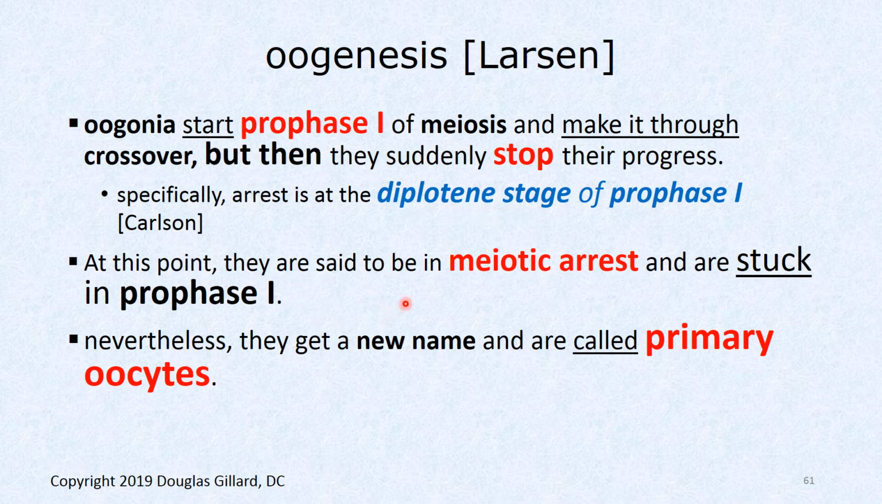Anyway, at this point, when it stops going through mitosis and is stuck in prophase 1, if you're a cell, you're said to be in meiotic arrest, meaning you're stopped, like cardiac arrest, where your heart stops. Meiotic arrest: the meiosis is stopped, and you're stuck in prophase 1. Nevertheless, once those primordial germ cells start meiosis, even though they're stuck in prophase 1, they get a new name, and they're called primary oocytes.